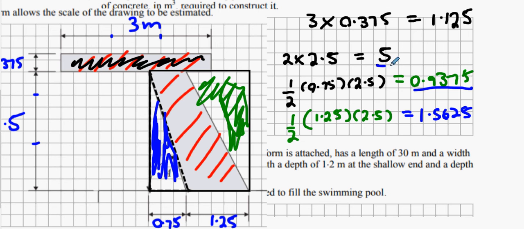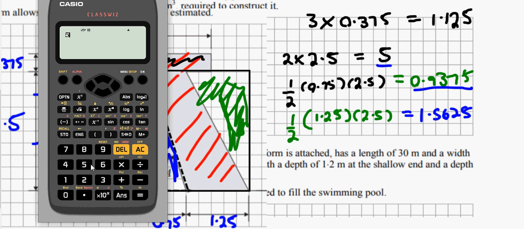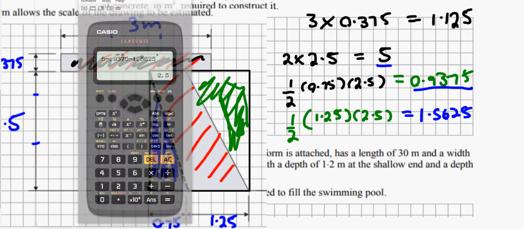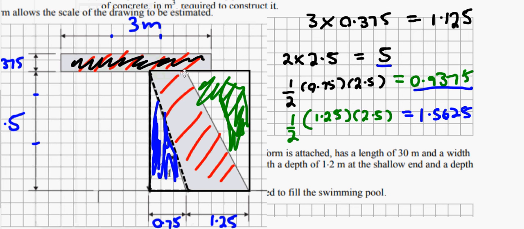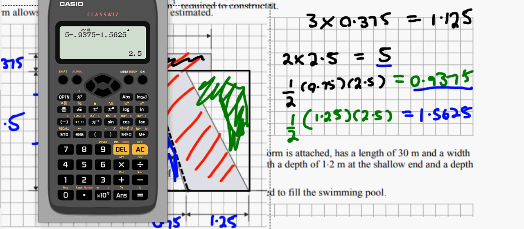And what do I have to do with the 5, which is there, the rectangle? 5 take away what? 0.9375 take away 1 times 5.625. What do we get? 2.5. No, it's take away from the 5. So that's it, the answer is 2.5. I took them away from the 5.